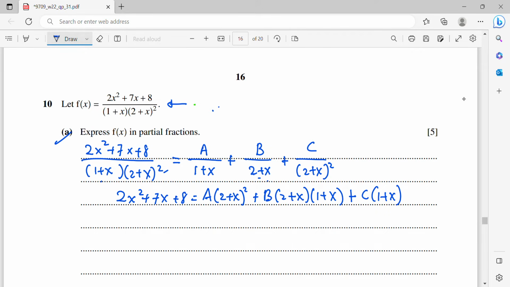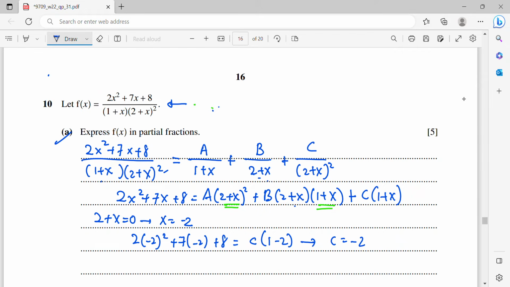So to find the unknowns, we may let the factor be 0. Okay? So I will let 2 plus x be 0, which means my x is minus 2. So now you replace: 2 bracket minus 2 squared plus 7 bracket minus 2 plus 8. As long as you see 2 plus x, that means the whole term will be 0. Alright? So same for the second term, that means I will be getting C. So 1 minus 2. Now from here, your C will be minus 2.